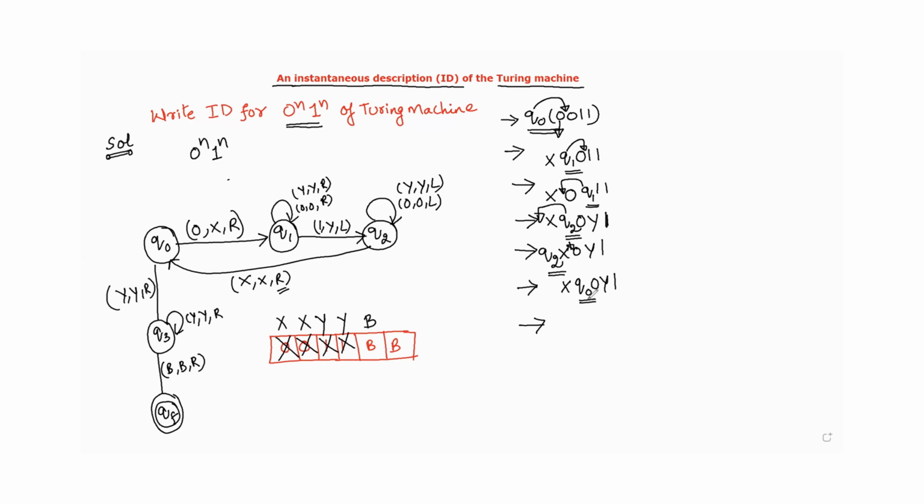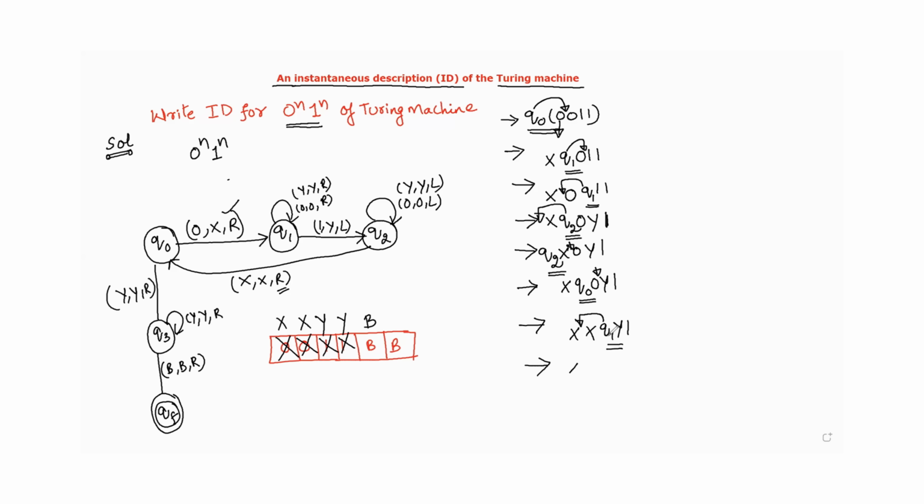So q0 on 0 means q0 on 0. q0 on 0 goes to q1, where it goes right side. This is called a right move of q0, but it goes to q1. So in this place you write q1, and this y1 remains the same, but the 0 will be converted to x.